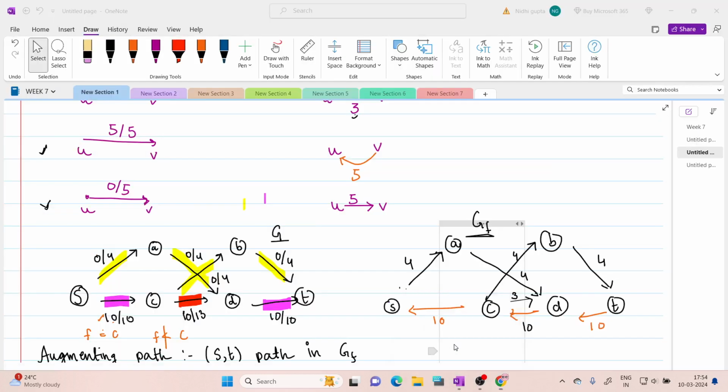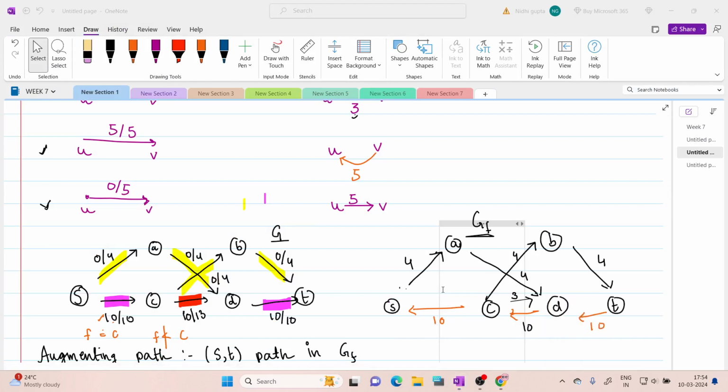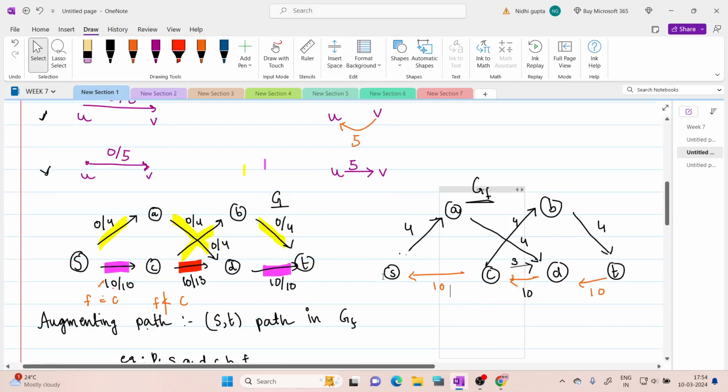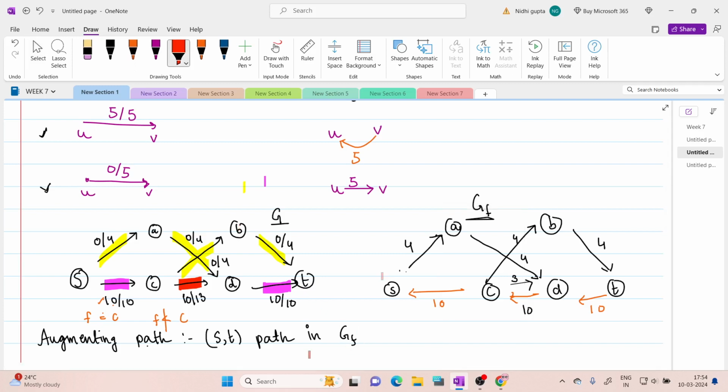Okay. So now, once we have the residual graph, we need an augmenting path. So what is an augmenting path? An augmenting path is by definition an S-T path in the residual graph, that is, a path starting at S and ending at T in G_f. So does this graph have an augmenting path? Does G_f have an augmenting path?